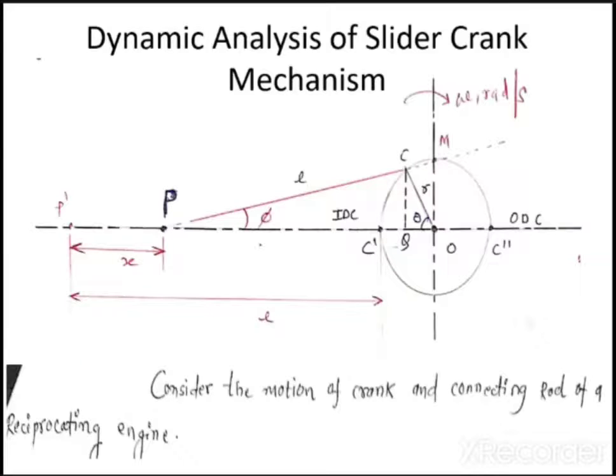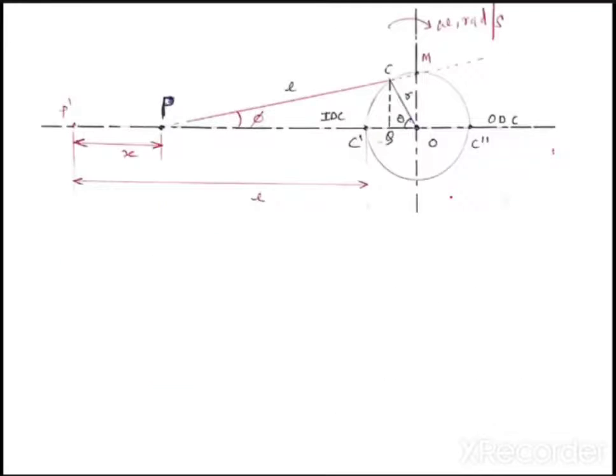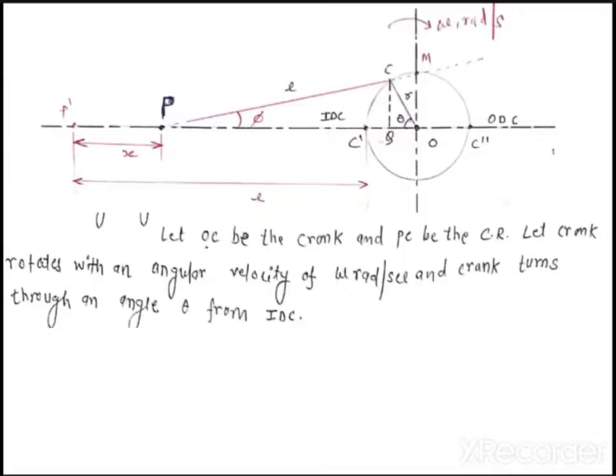So let us go to the derivation part. That was the concept part. Consider the motion of a crank and a connecting rod of a reciprocating machine. Let OC be the crank, already explained, and PC be the connecting rod. OC means you can see from point O to C. And let the crank rotate with the angular velocity of omega radian per second.